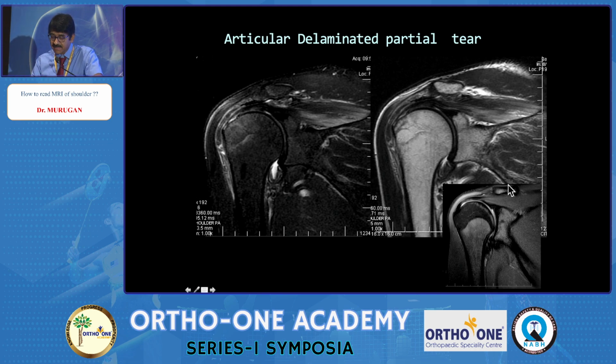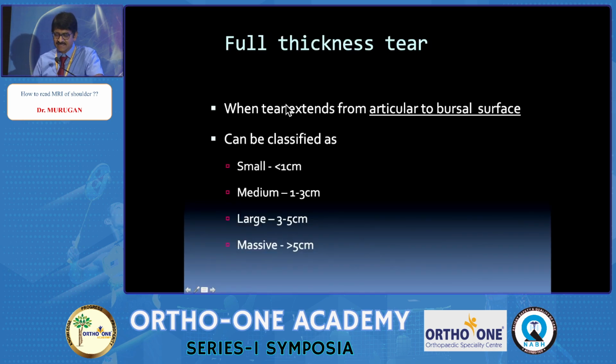So please compare the normal tendon. See, normal tendon should be at least 6 mm thickness. Whereas here we are able to see a thin tendon and it is retracted. This is one of the commonly missed tears.